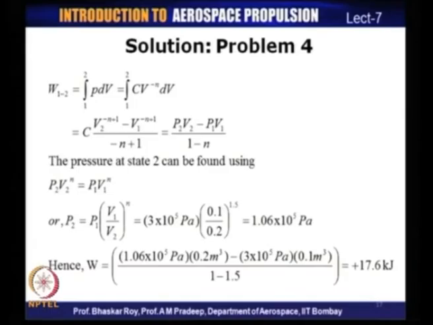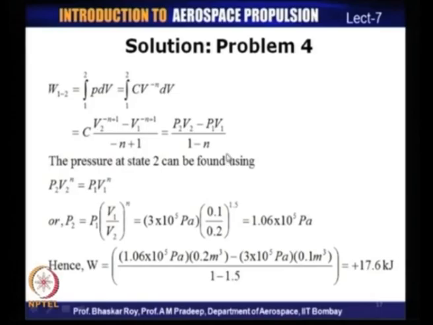If you substitute the values, we have converted bar into pascals. So, 3 bar is 3 into 10 raised to 5 pascals. So, 3 into 10 raised to 5 pascals times V1, which is 0.1, divided by V2, which is 0.2, raised to 1.5. From this we get pressure at state 2, P2, which is 1.06 into 10 raised to 5 pascals. Therefore, we substitute for P2 V2, P1 V1 and n in the work equation.